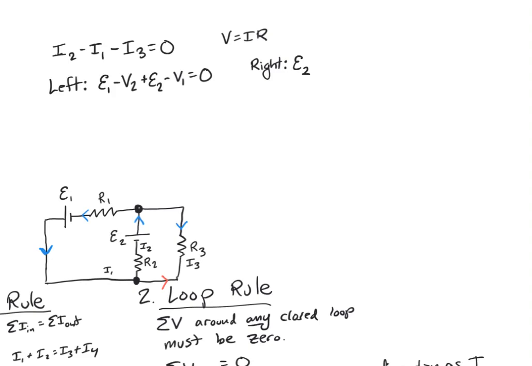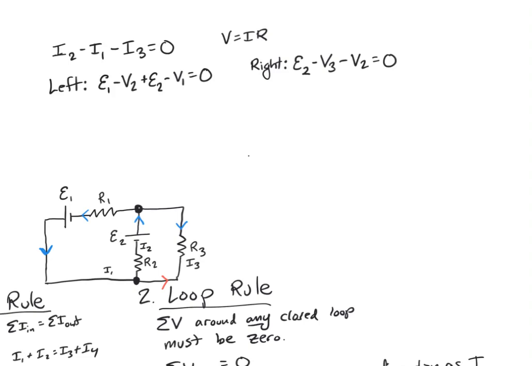Then I lose potential as I go across resistor 3, because I'm going in the direction of our positive current. And then I lose more potential as I cross resistor 2. And then I return to where I started, and so the total potential difference has to be 0. And lastly, I can write out our outer loop.